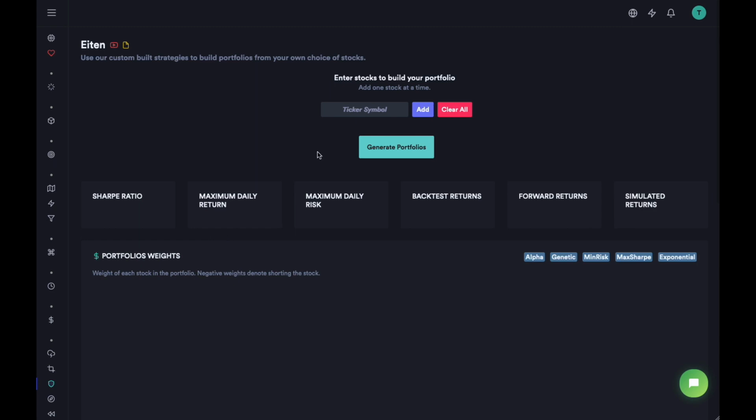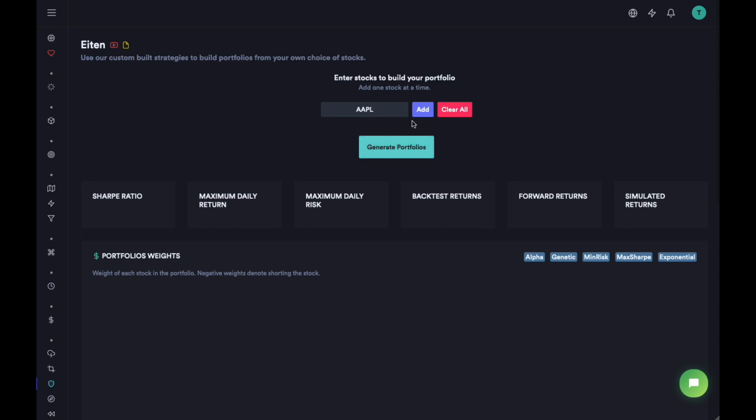Please note that the tool is going to show you the performance of the portfolios in the past, and past performance doesn't always correlate with future performance, so please keep that in mind. But other than that, this is a really useful tool to generate trade ideas for your portfolios and long-term investing accounts. So let's see. We have a ticker symbol field here.